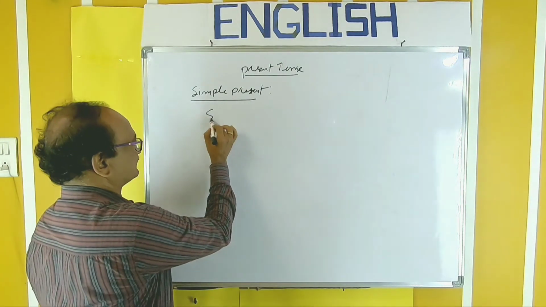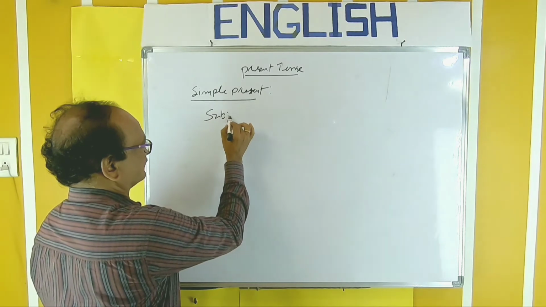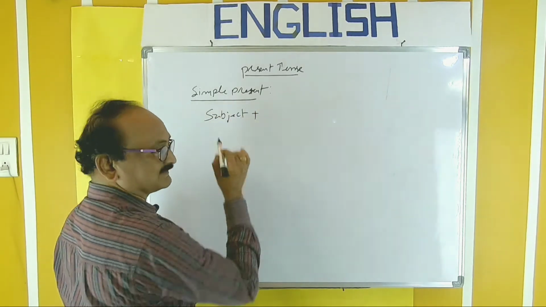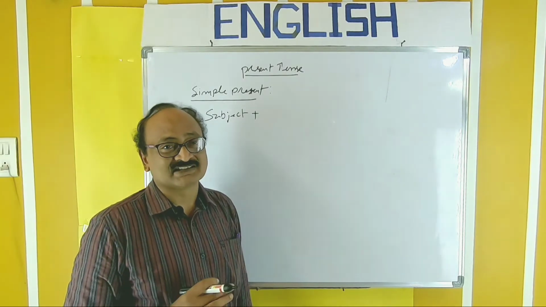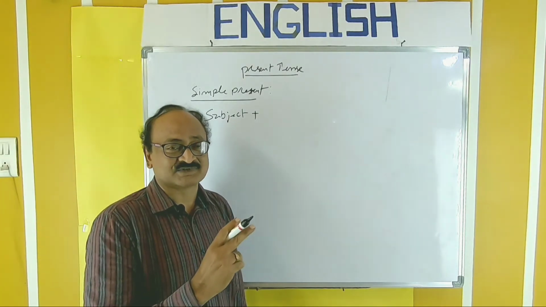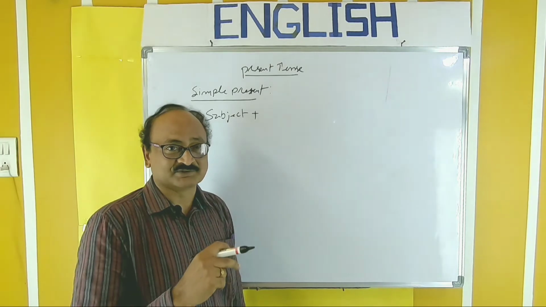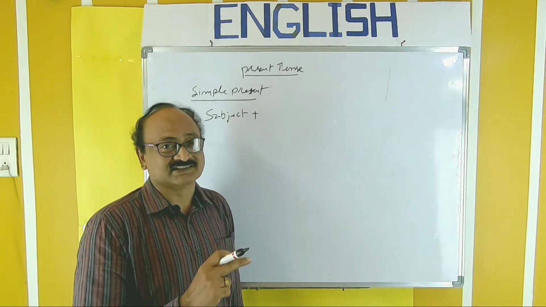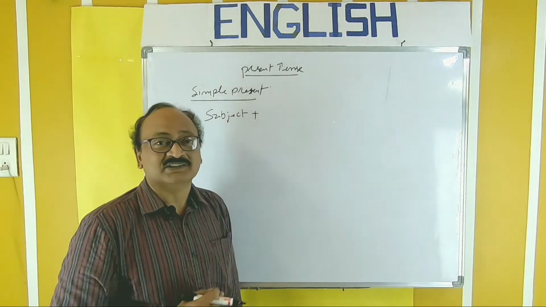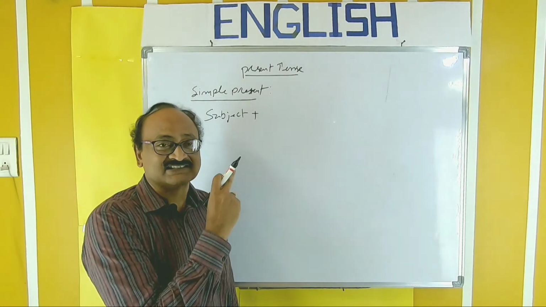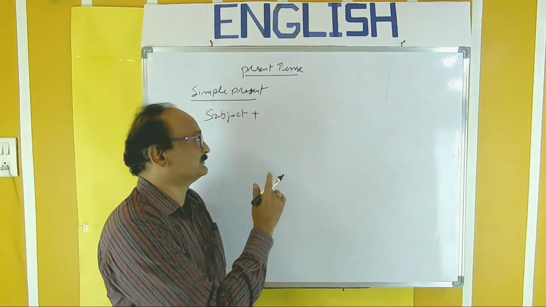So first, subject. Next, verb. As I have explained, there are basically three forms, that is present tense form, past tense form, past participle. And of course, present participle was also there: V1, V2, V3 and V4. Now, we use the first one, that is present tense form of verb.